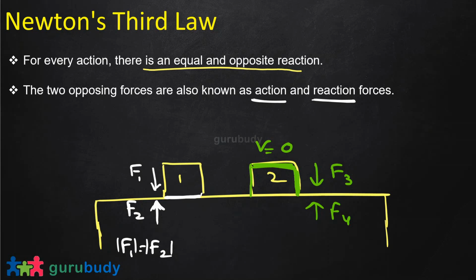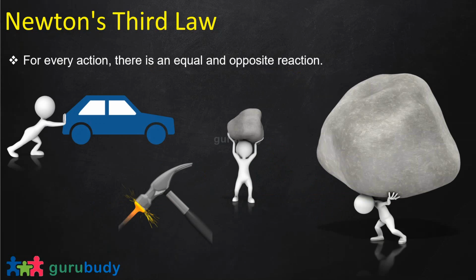Let's look at some more examples. This person is applying some force on the car to push it forward. The person applies the force F, and the car also applies another force, F dash. F and F dash are equal in magnitude and opposite in direction. As this person is lifting the rock, the rock applies some force because of its weight, let's say F, and the person applies the force F dash to keep it steady. As you can see, there are action and reaction forces.